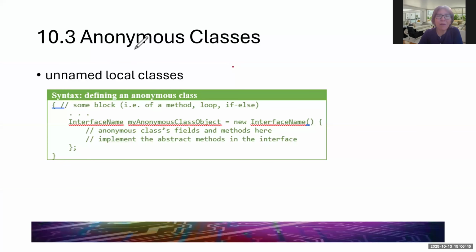Okay, and the third concept in this chapter is about anonymous class. So what is this? So far, all of the classes we have learned have names, but sometimes you can define a class that doesn't have a name. So it's an unnamed local class. That's an anonymous class.